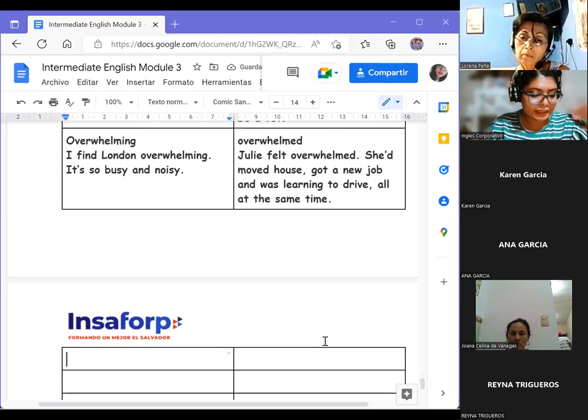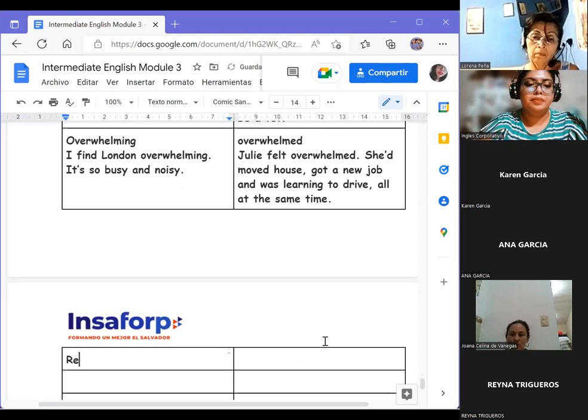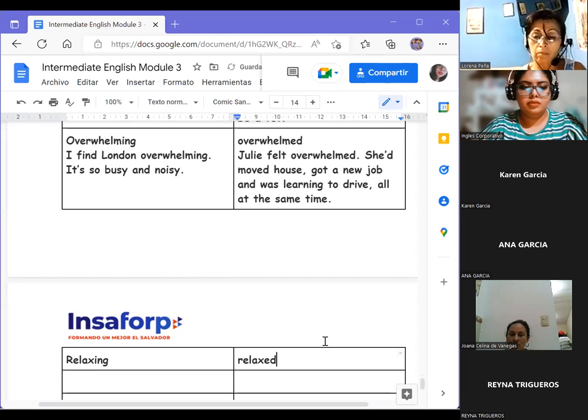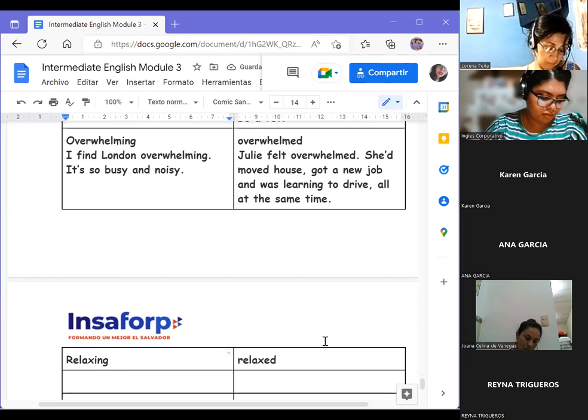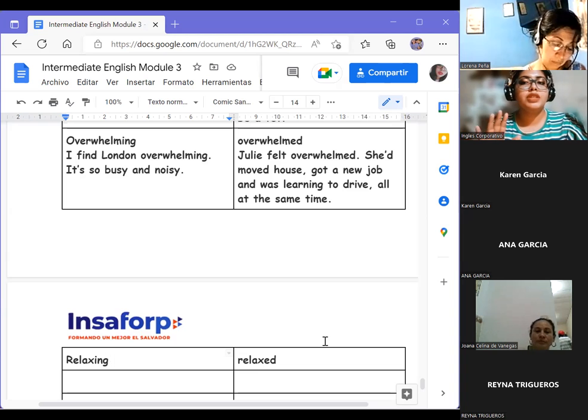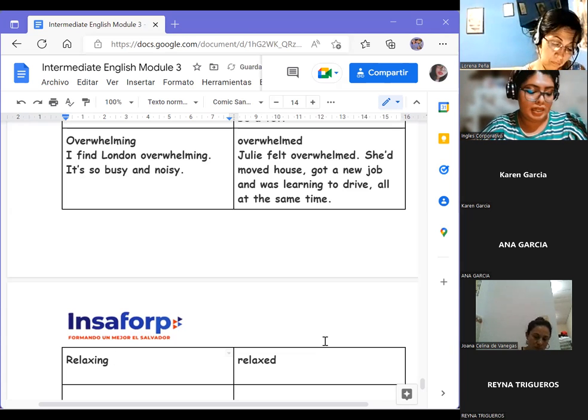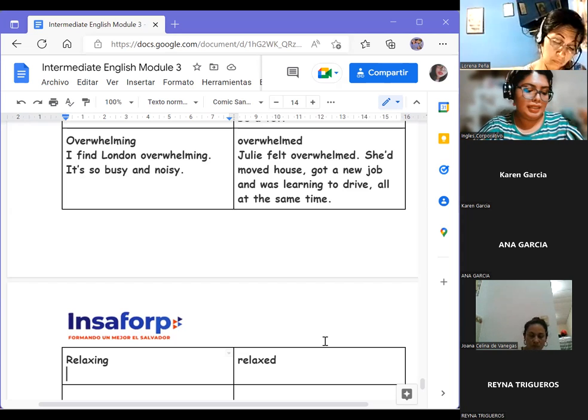Then we have relaxing and relaxed. We have just 7 words more and we are going to end the list. So we are going to continue with this. Relaxing, and it says, a nice hot bath is relaxing after a long day.